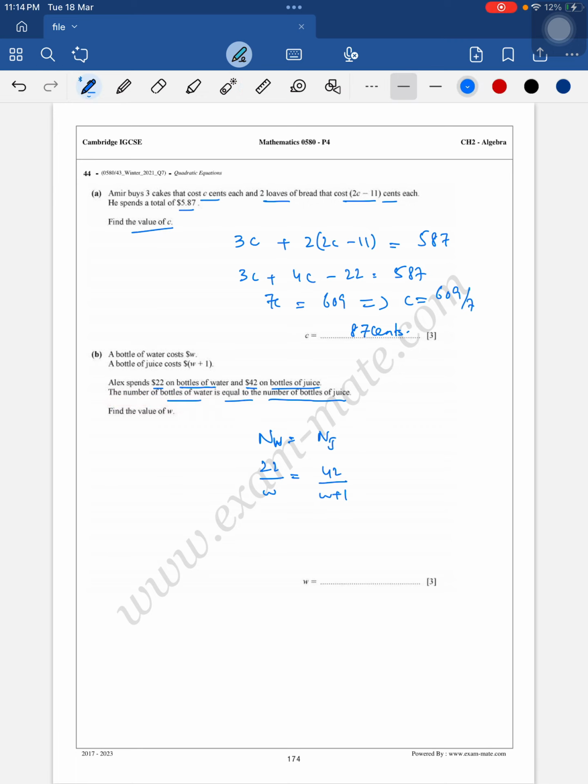Now simplifying this by cross multiplying, 22 into W plus 1 is equal to 42W. So 22W plus 22 is equal to 42W. So 22 is equal to 42W minus 22W, which is 20W. So W is equal to 22 upon 20, right? Dividing 22 by 20, that is 1.1. So that is $1.1.